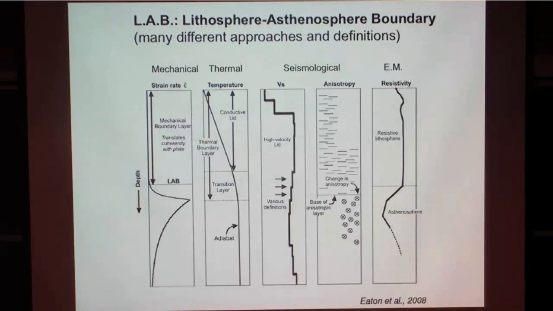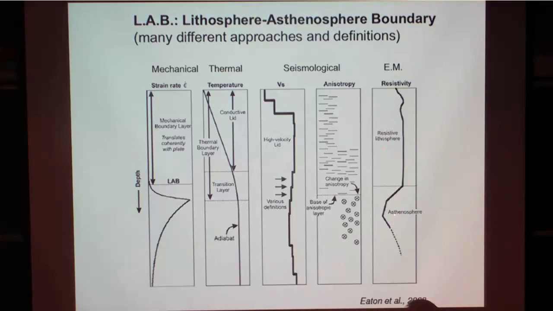Okay, so the L.A.B. has been defined by very different fields of geophysics. It can be defined from mechanical properties, the difference between the mechanical boundary layer and a change in the strain rates. You can also use the thermal L.A.B. by considering the temperature. In the upper part, you have a conductive lid, and below, you are more related to convection.